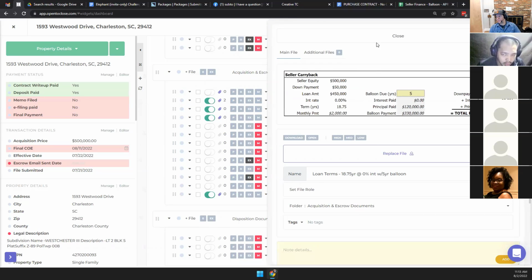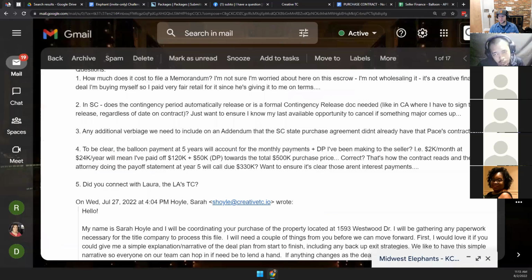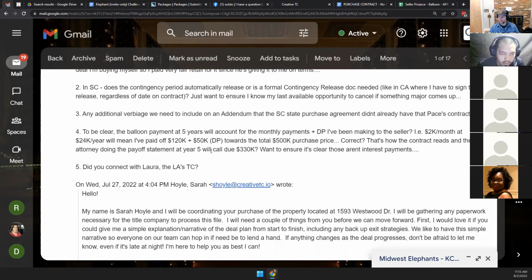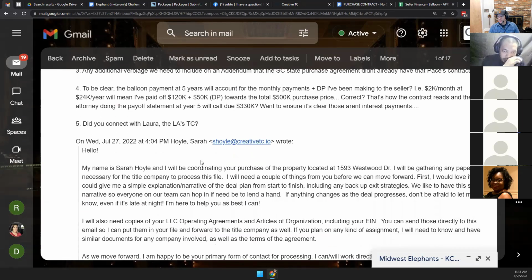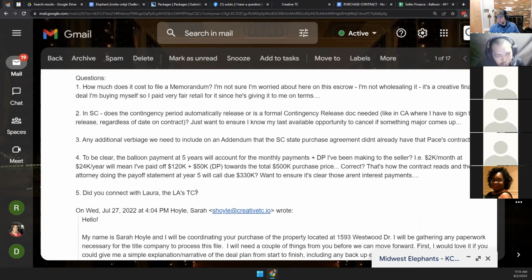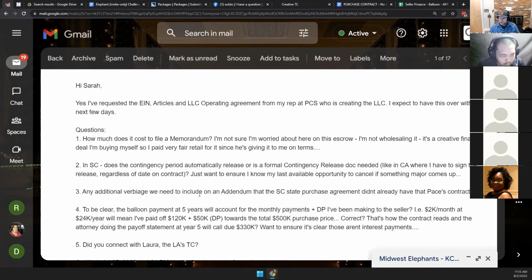Beautiful. So I would download the image and send it to her in response to the email and say, yes, you're correct. And for clarity, here are how those terms look on our seller finance calculator. And did we connect with Laura, the listing agent's TC? Yes, we did.